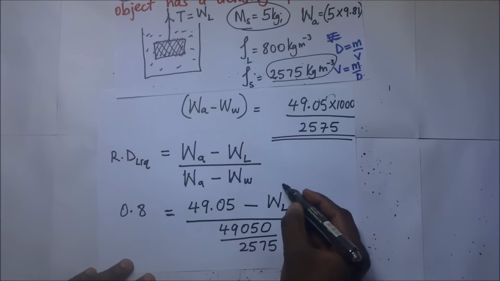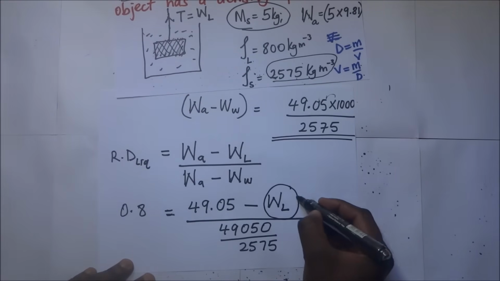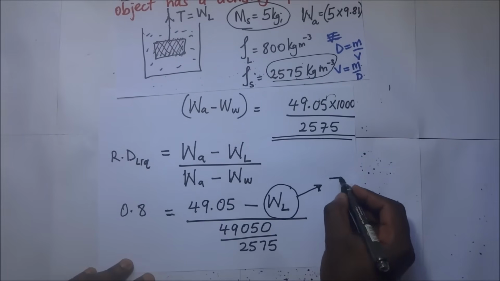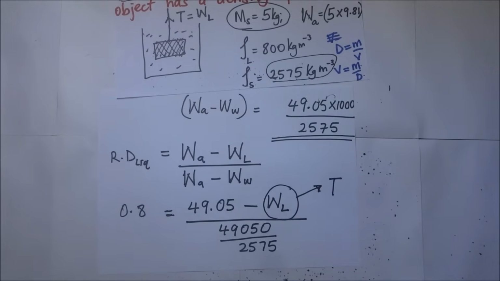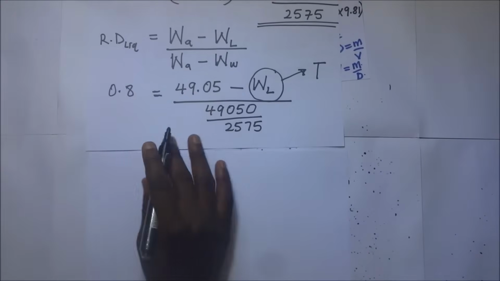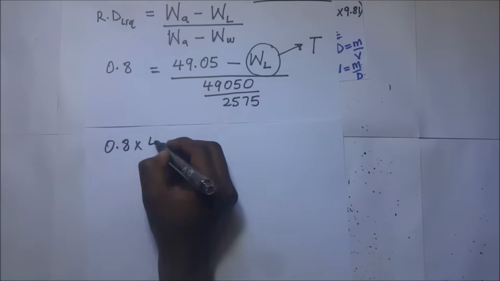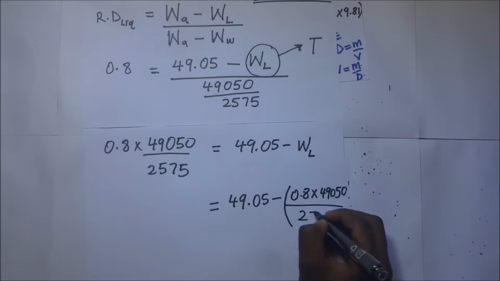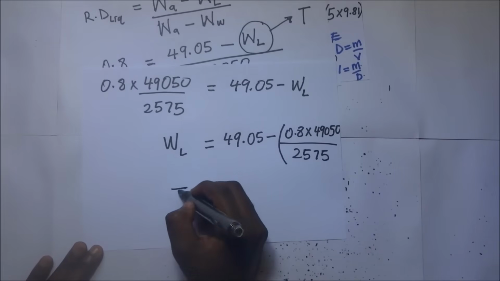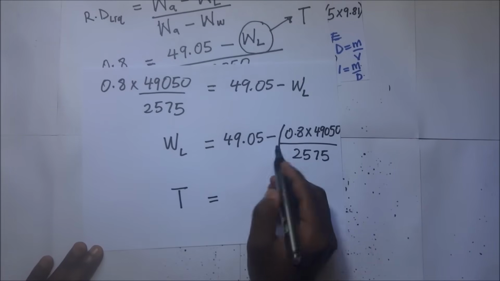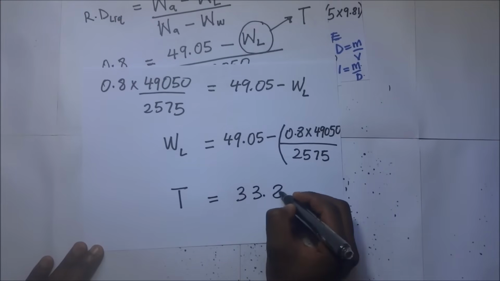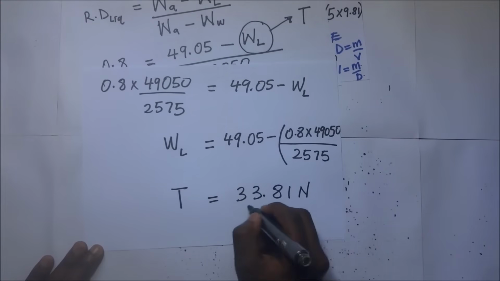2575. So we work towards changing the subject of the formula, because when we make this WT the subject, this is the same as the tension. When we multiply on both sides, this becomes 0.8 times the expression. The weight of the solid substance in the liquid is the same as the tension we are looking for. When you compute this, you're supposed to be getting 33.81 newtons.